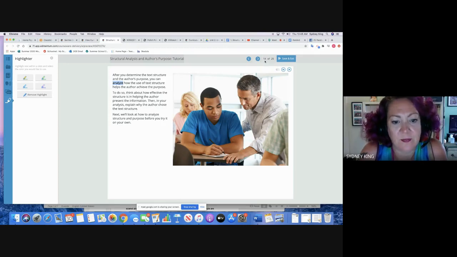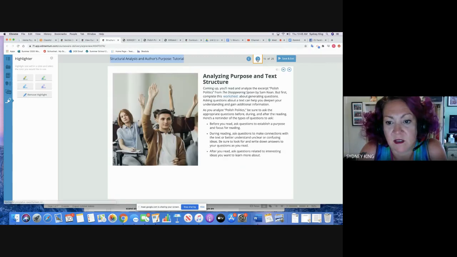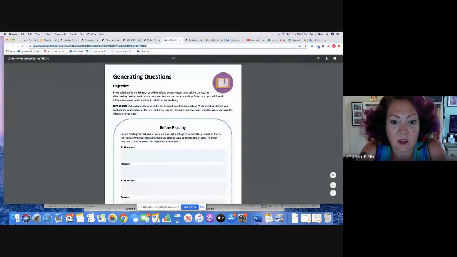All right. We're going to analyze structure and the purpose, and then you're going to try it on your own, right? So this is when we get into the next section. There is a worksheet here that you want to open up. This is the worksheet.